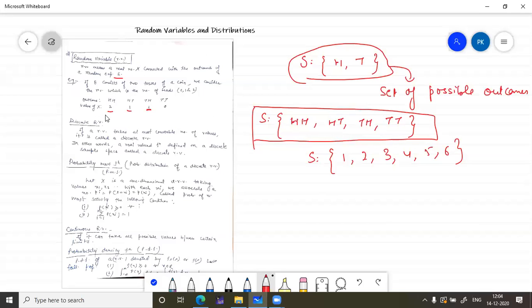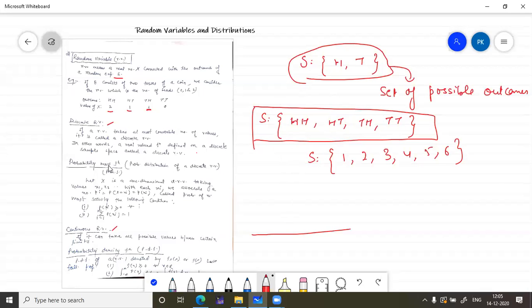Now a random variable is further classified into 2 categories: discrete random variable and continuous random variable. Discrete means, as the name indicates, if it takes at most a countable number of values, we call it a discrete random variable. And if it takes all the possible values between certain limits, then the variable is known as a continuous random variable. किसी एक limit के बीच में जब lie कर जाएगा तो वो continuous हो जाएगा. And if you can count the values, then this is a discrete random variable. In other words, a real valued function which is defined on a discrete sample space is called a discrete random variable. जैसे कि यही example है, this is the case for discrete random variable.